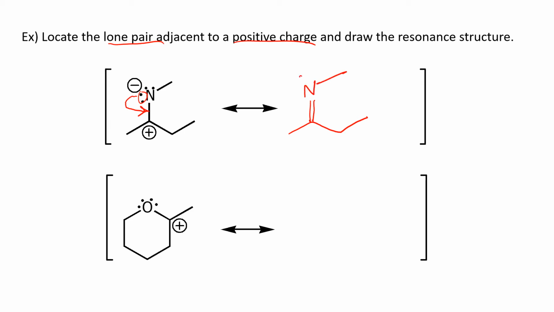Our nitrogen still has a lone pair. And if your atom with the lone pair is negative, then the charges cancel. So this is now neutral.